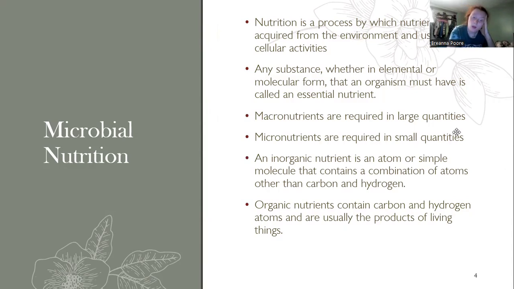Types of nutrients are macronutrients, which are needed in large amounts, like carbon, nitrogen, and oxygen. Micronutrients are needed in smaller amounts, like trace elements and vitamins. Inorganic nutrients are simple molecules or atoms that are not based on carbon-hydrogen structures, like water or salts. And organic nutrients contain both carbon and hydrogen, and they're usually produced by living organisms, like sugars and amino acids.